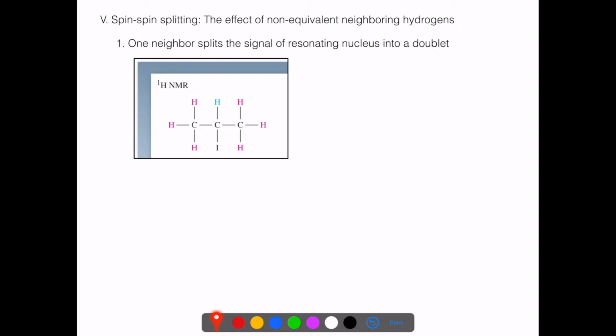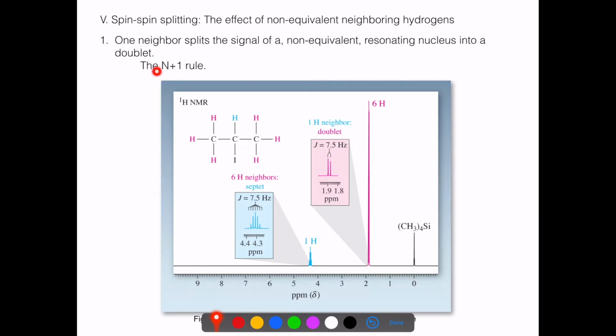But if they're non-equivalent neighbors within 3 chemical bonds, they can split the resonance into a doublet. So the combined signal of all 6 of these red hydrogens is going to be split into a doublet because they have one non-equivalent neighbor. All of these are within 3 chemical bonds of this hydrogen. This is known as the N+1 rule. These 6 red ones have this one non-equivalent hydrogen within 3 chemical bonds, so N equals 1, 1 plus 1 is 2, and that results in a doublet.